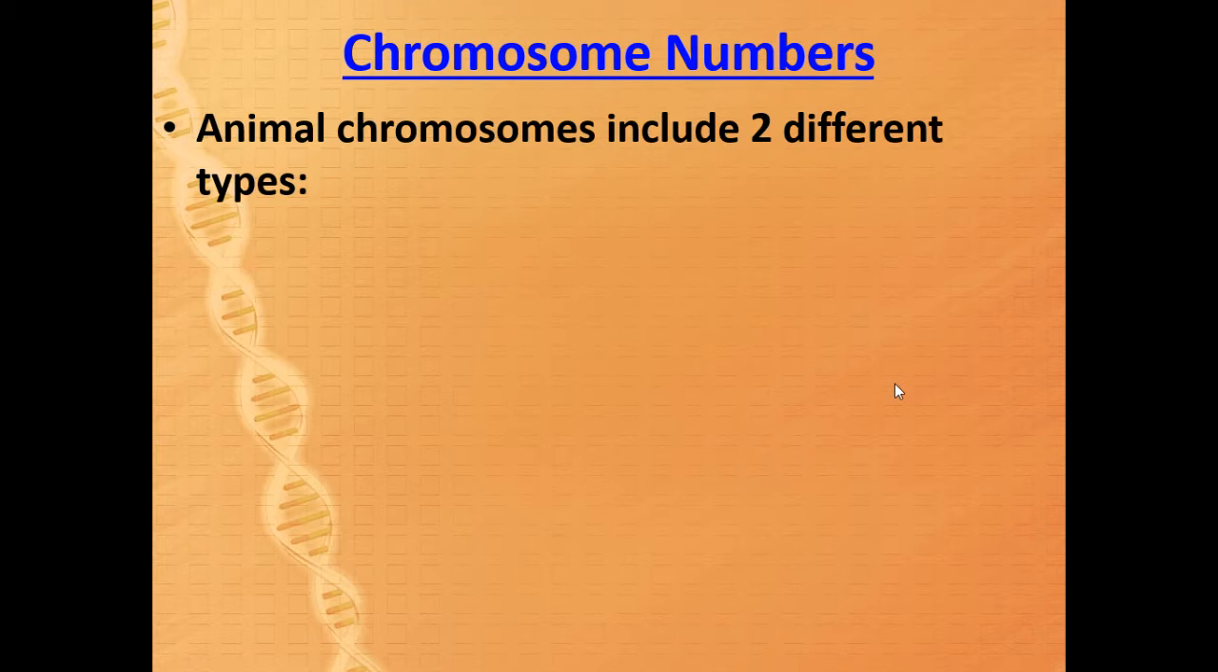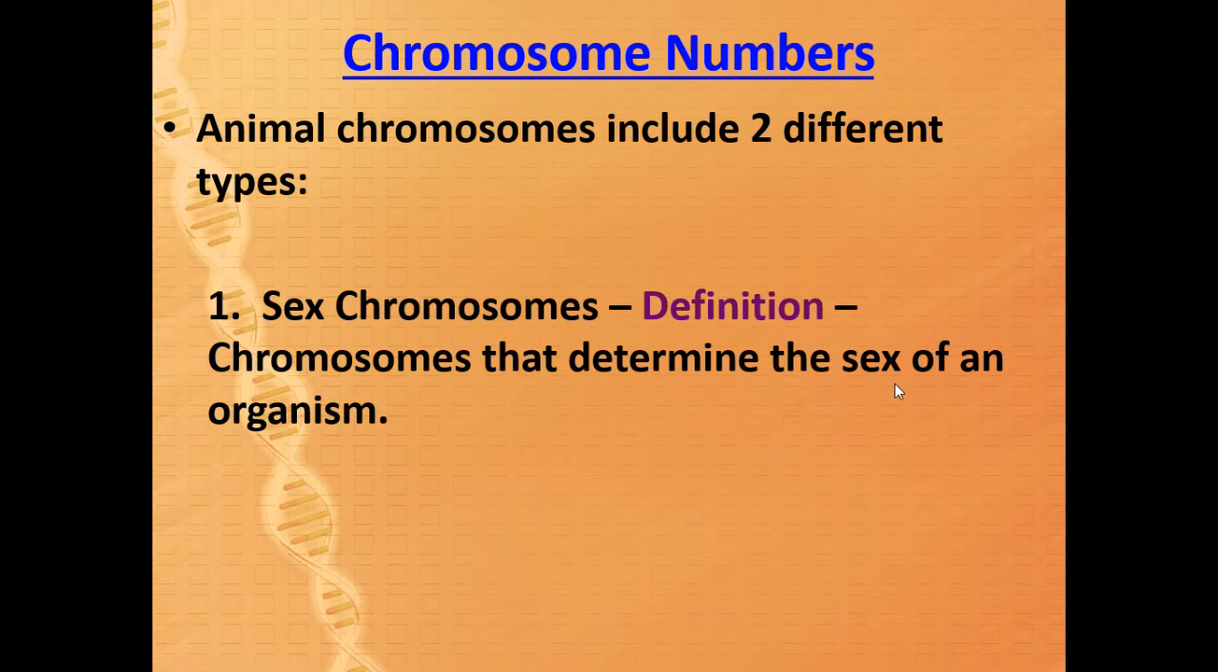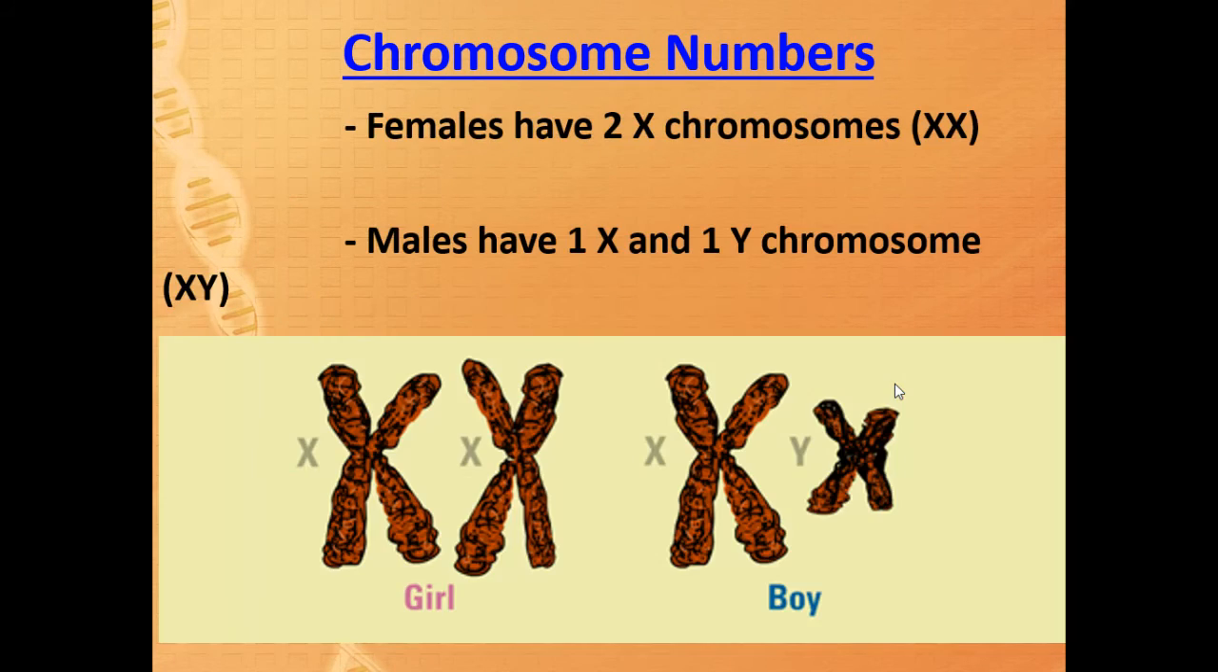Animal chromosomes include two different types. We have the sex chromosomes, which determine the sex of an organism. So females are going to have two X's, males are going to have one X and one Y. Now, I know you might be thinking, okay, well, you had a girl who just had one X. Can you have a boy who just has a Y? And the answer to that is actually no. Boys have to have an X chromosome because there's a lot of other genes on there as well.